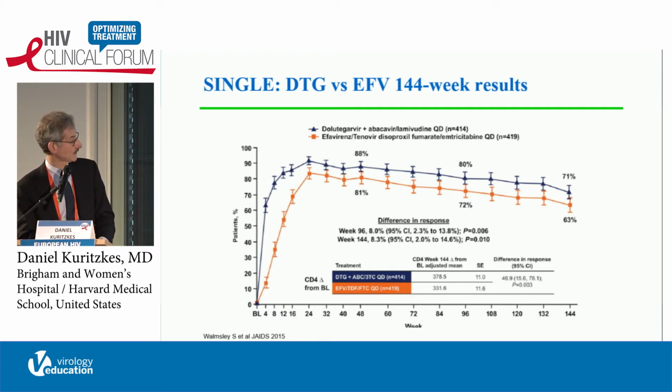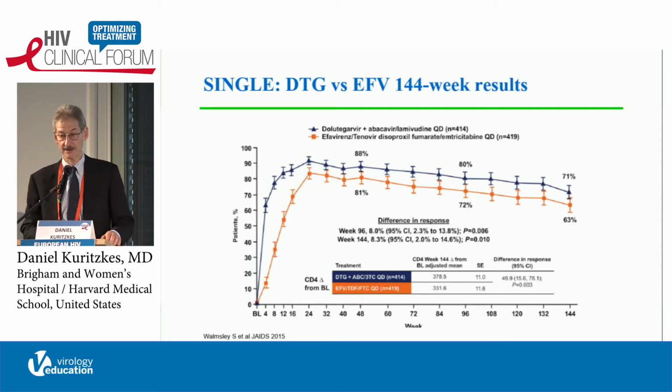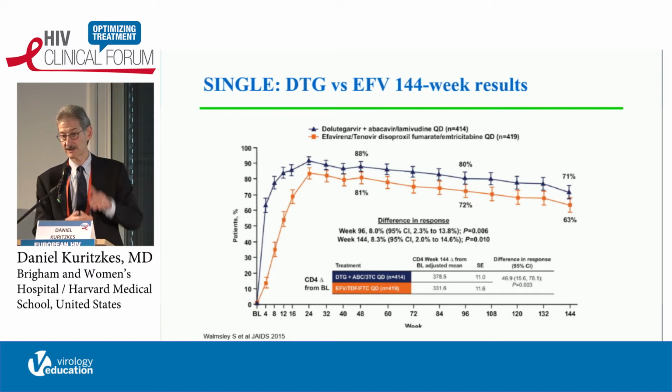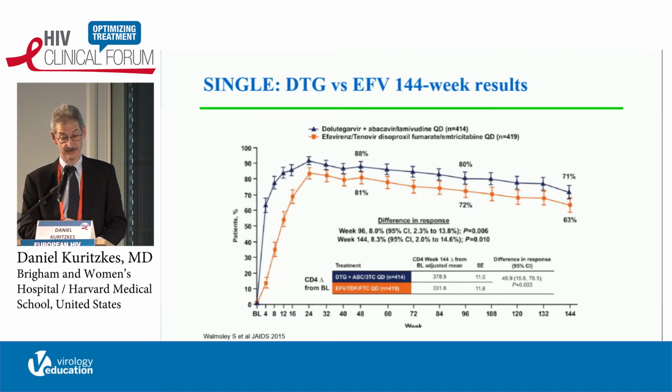And this slide shows the data from the single study that compared dolutegravir to efavirenz. These are the 144-week data. The primary endpoint was at week 48, and you can see that dolutegravir was superior to efavirenz at that time point, and although with dropout from the study over time the numbers decline slightly, that difference with efavirenz persists. And that difference is driven almost entirely by the better tolerability of dolutegravir as compared to efavirenz.